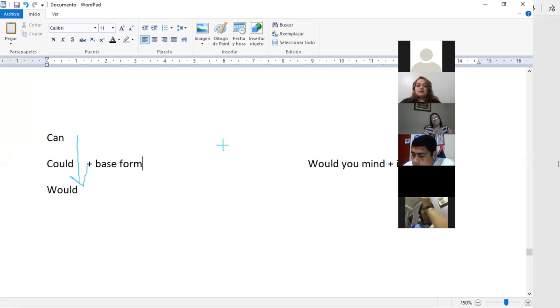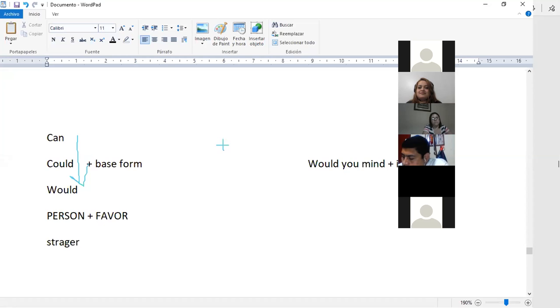This will depend on the person you're talking to and how comfortable you are. It would also depend on the favor. So either or. For example, imagine you're talking to a stranger. All right, the situation is you're talking to a stranger, and you want them to take a picture for you, okay? How can we say that? How would you request that following this structure?